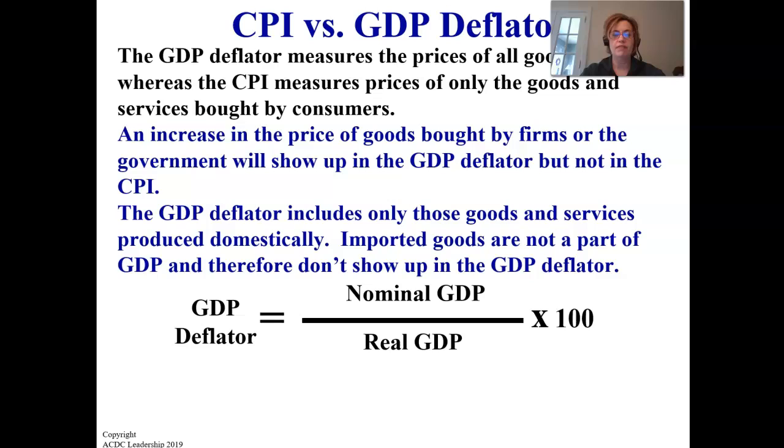The GDP deflator includes only those goods and services that are produced domestically. Imported goods are not a part of the GDP and therefore don't show up in the GDP deflator.